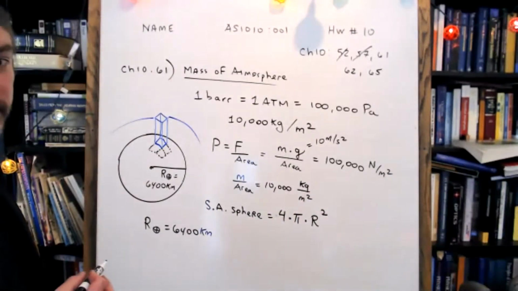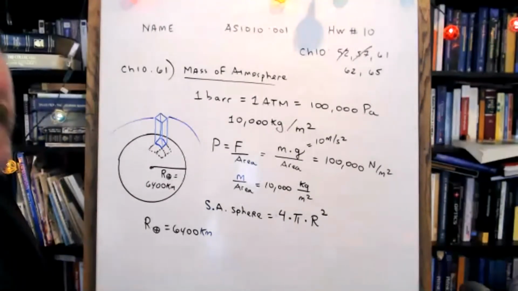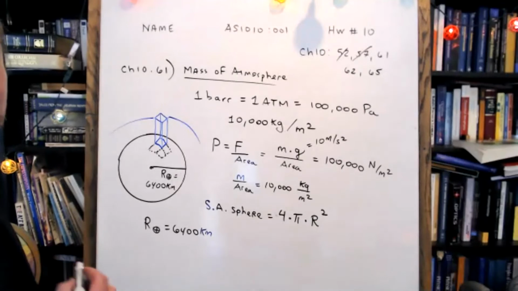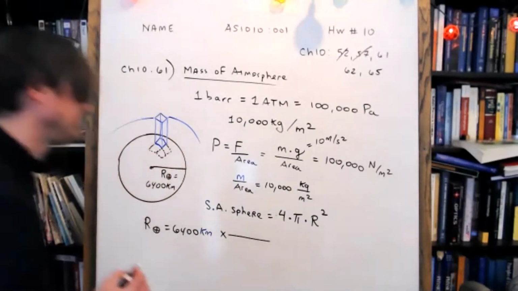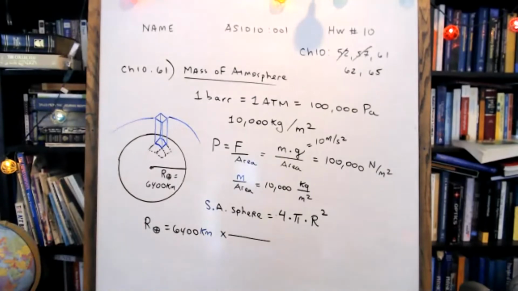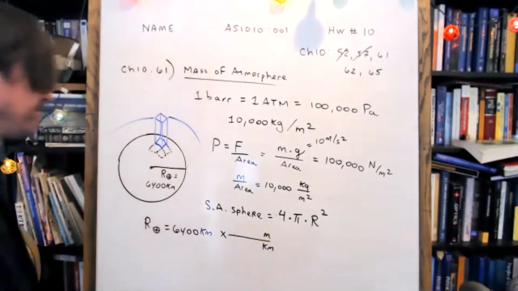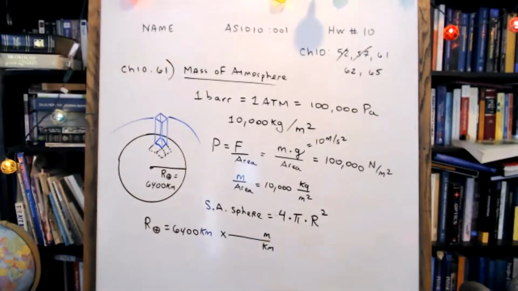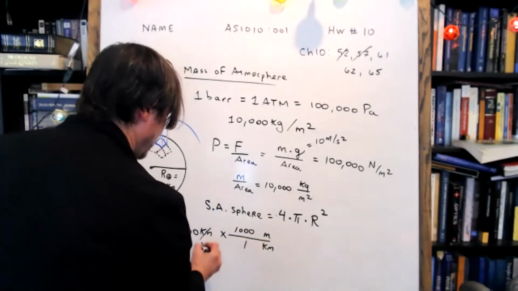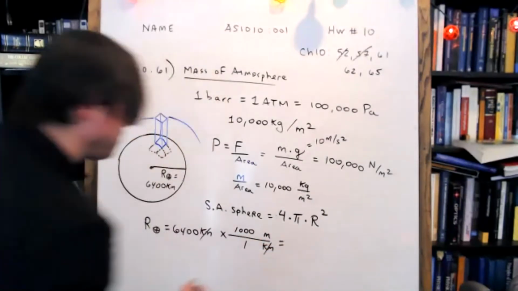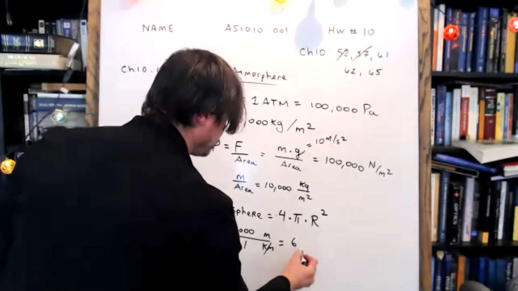I think someone else has got it this time, right? Okay, so we're converting that to meters. So that is times kilometers on the bottom and meters on top. And that would be 1,000 on top and 1 on the bottom. Okay. Can we do that in our heads? Yeah, that would be 6.4 times 10 to the 6th meters.